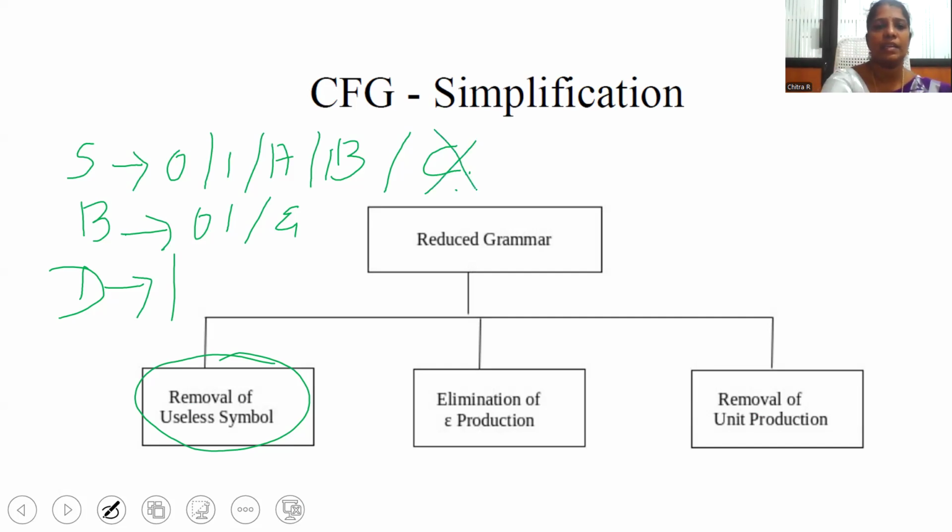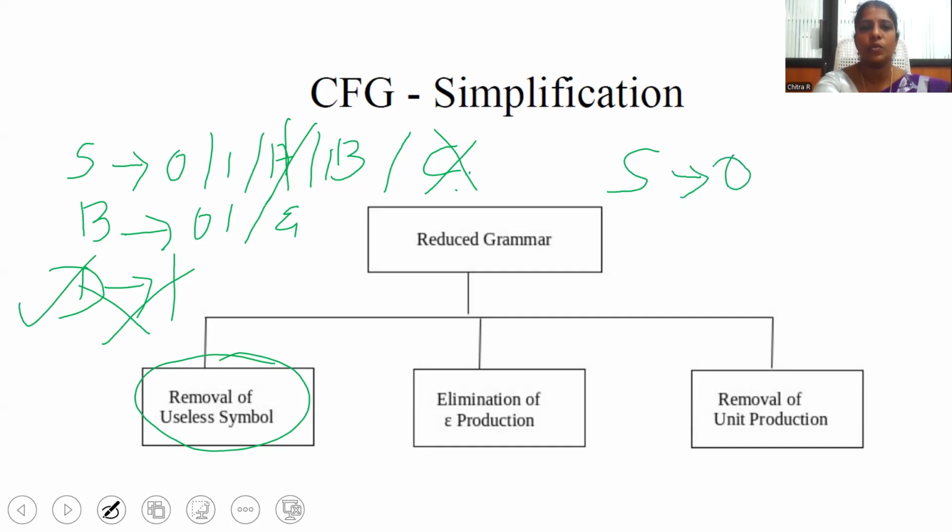And consider A. Is A defined here? No, A is also not defined here, so I can remove this. What about B? B is given here, and D is not at all derived from the starting symbol. D is here, but it cannot be derived from the starting symbol. So I can eliminate this D also. After eliminating the useless symbols, what are the remaining things you write first? 0 slash 1 slash 1B. Okay, first try to eliminate the useless symbols.